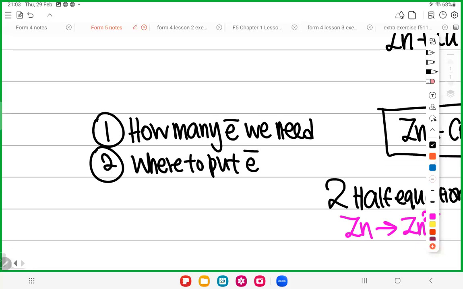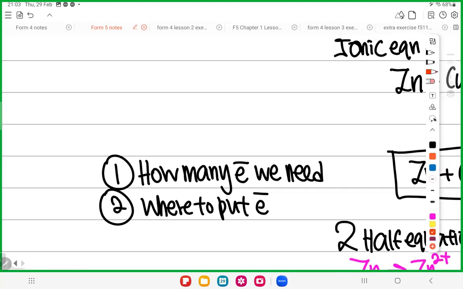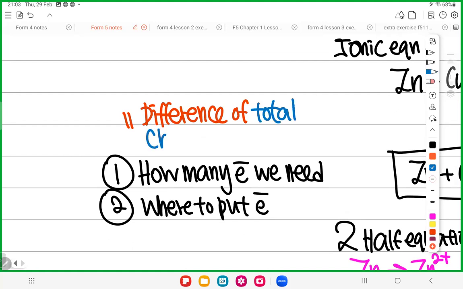Okay, so let's look at it one by one. How many electrons do we need? To know the number of electrons, we need to know the difference of the total charge. We need to know the total charge on the left-hand side and the total charge on the right-hand side, and we see the difference.